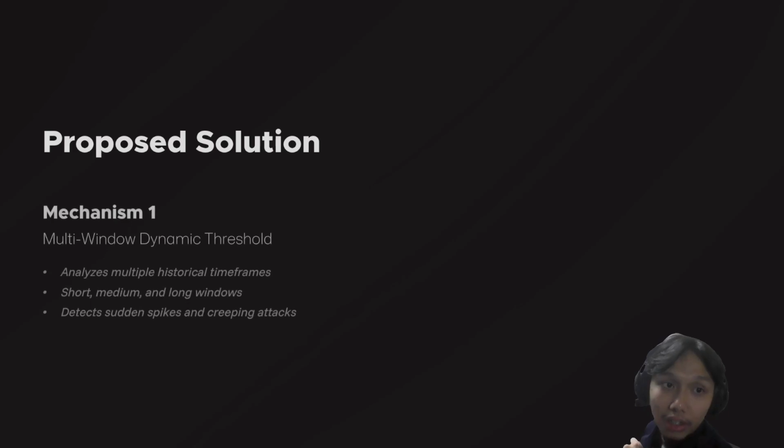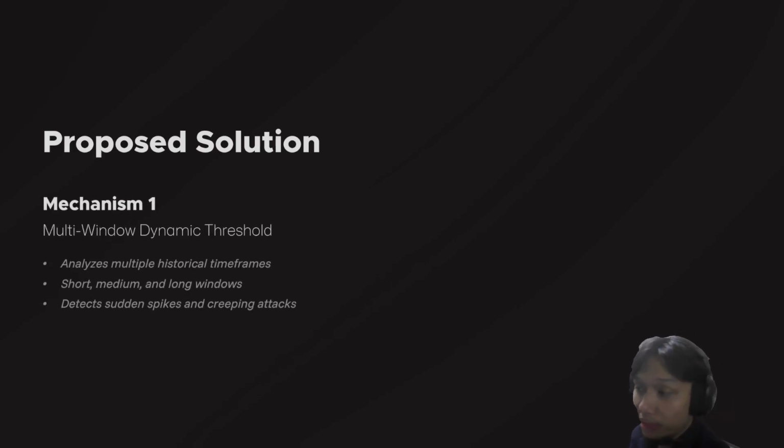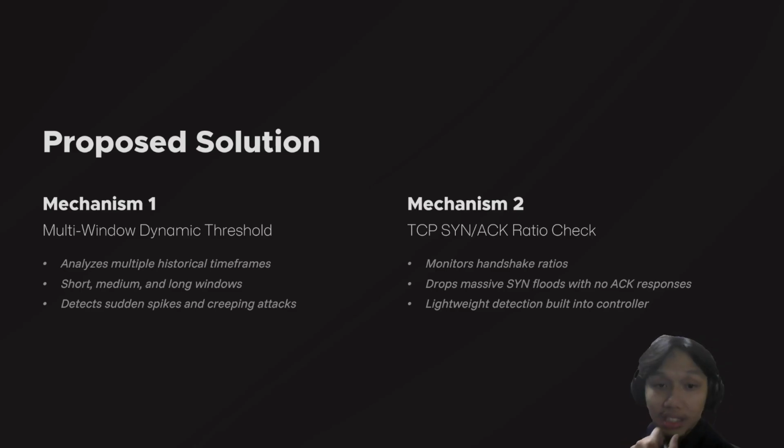So the proposed solution has two mechanisms. The first mechanism is the multi-window dynamic threshold. It analyzes the historical time frame with three windows, short, medium, and long, and then it detects sudden spikes and creeping attacks. After the first mechanism notices the attack, it sends it to the second mechanism, which is the TCP SYN-ACK ratio check, which monitors the handshake ratio, drops massive SYN floods with no ACK response, and is a lightweight detection built into the controller, so this solution isn't really heavy. We will implement it in the brain of the SDN controller.